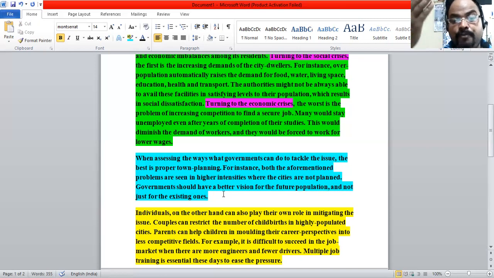Both the aforementioned problems are seen in higher intensities where cities are not planned. If cities are not planned, social problems and economic problems are seen in higher intensities.